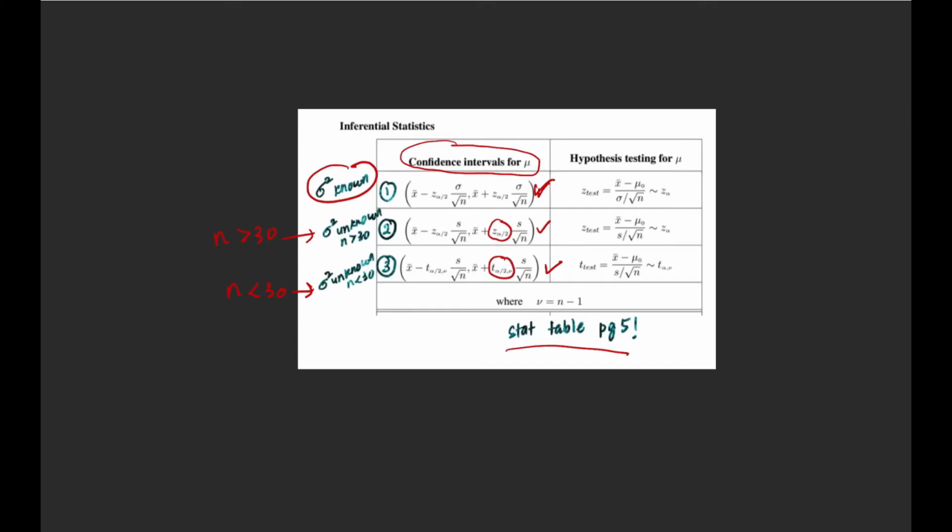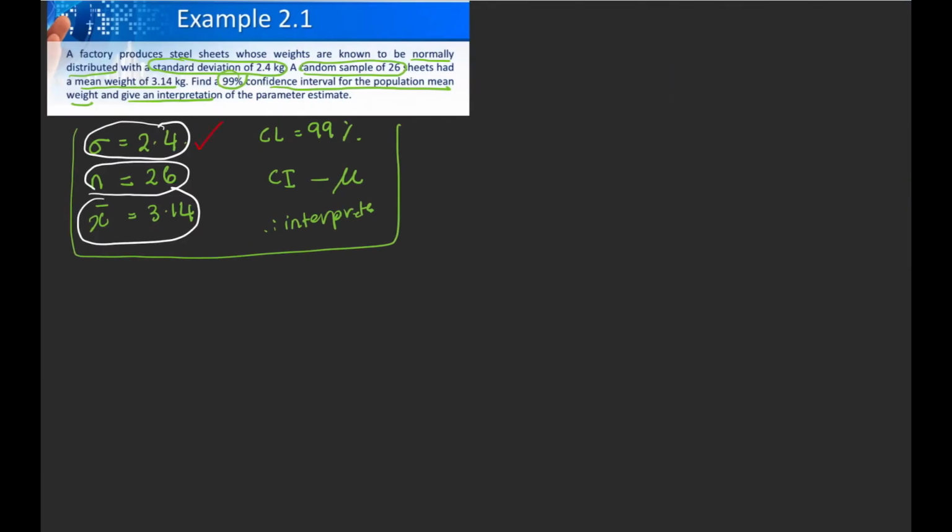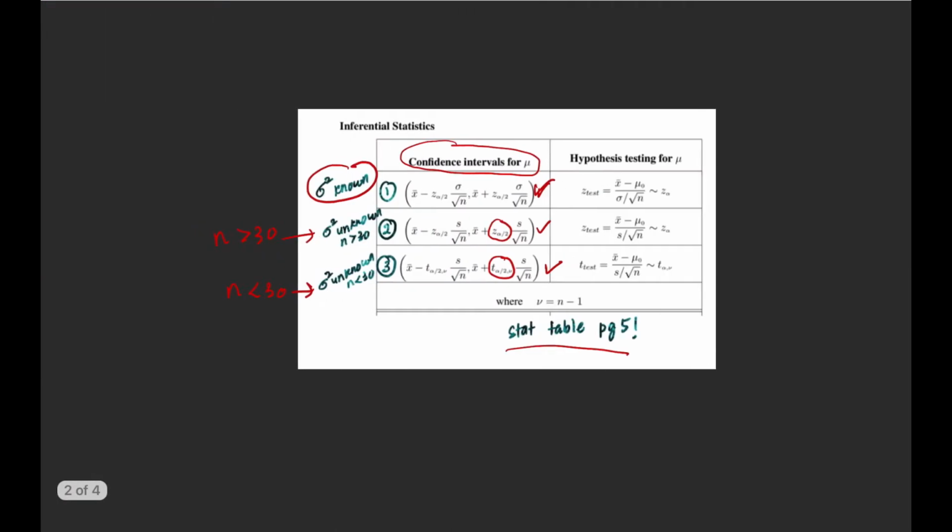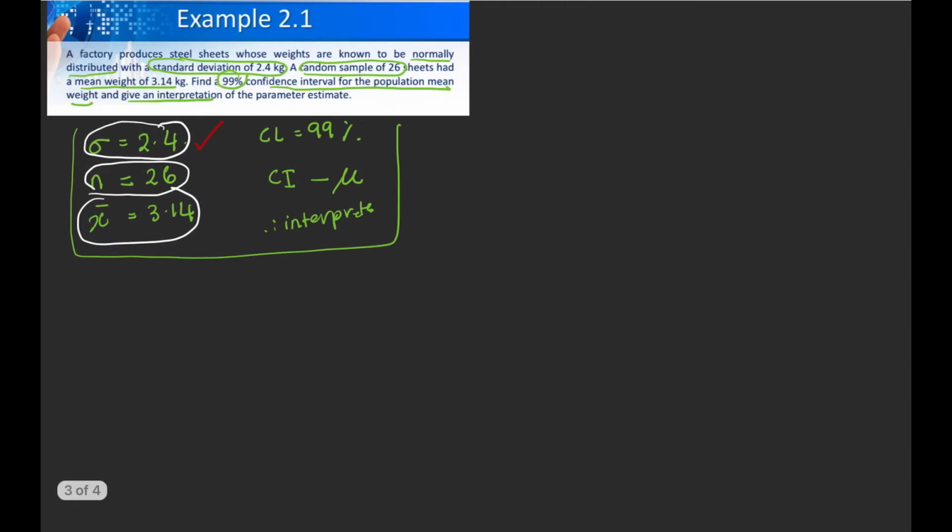So from our question just now, they give you sigma. Can you use formula number 1? Yes, because sigma is given. So straight away use formula number 1. What is the formula? The formula is x bar minus z alpha over 2 times sigma over square root n for the lower limit, and for the upper limit, x bar plus z alpha over 2 times sigma over square root n.